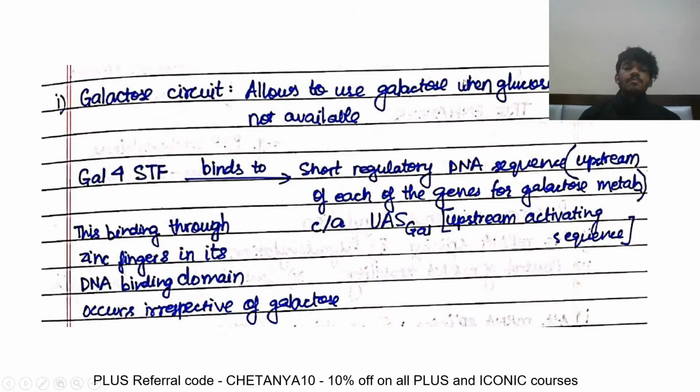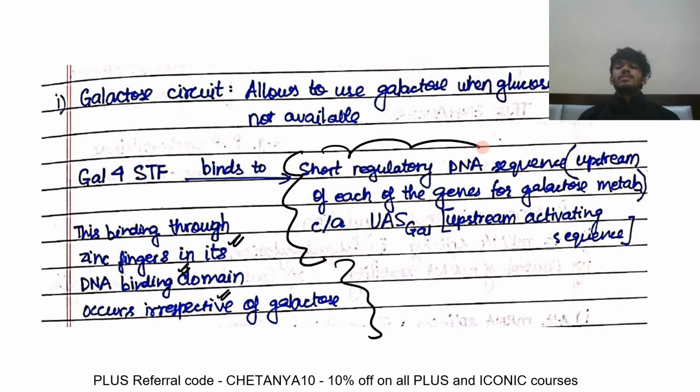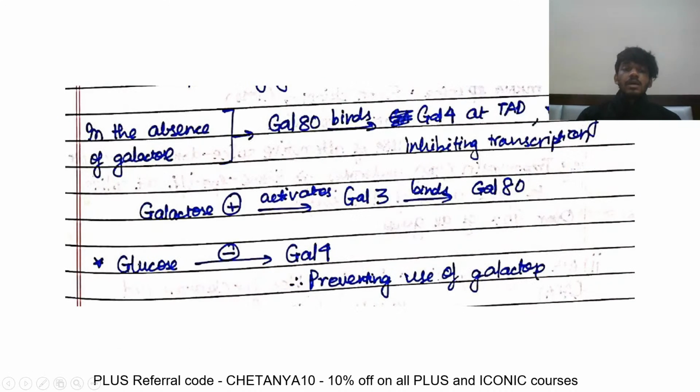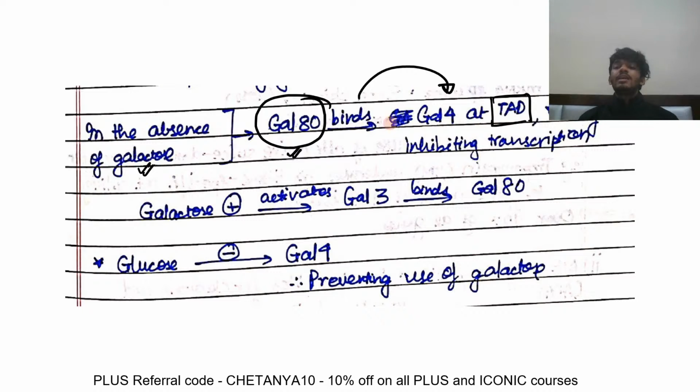What happens here is that the binding through zinc fingers in its DNA binding domain occurs irrespective of galactose. So it will always remain bound to these short regulatory DNA sequences via its zinc finger DNA binding domains. That's the first thing. In the absence of galactose, there is another factor which will bind to the GAL4 at its transcription activating domain, and thereby it will inhibit transcription.